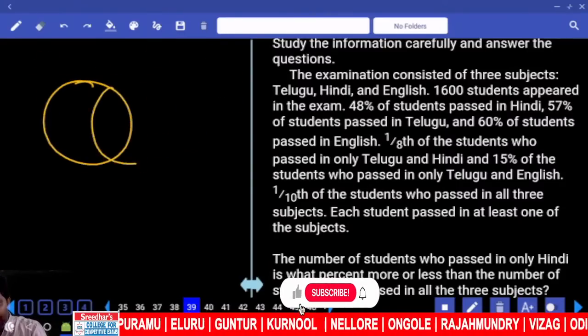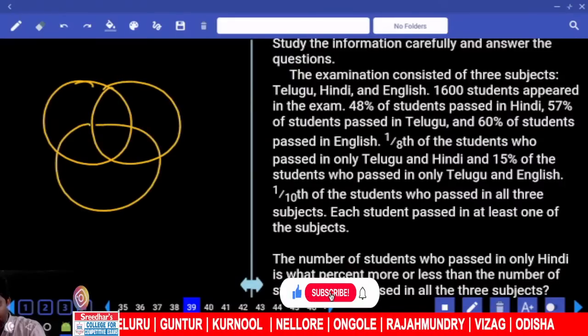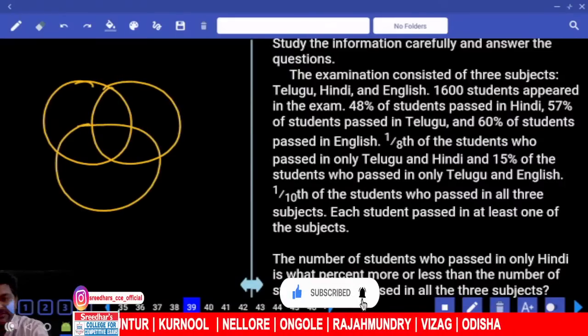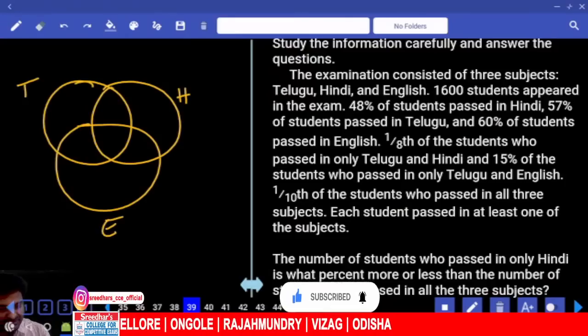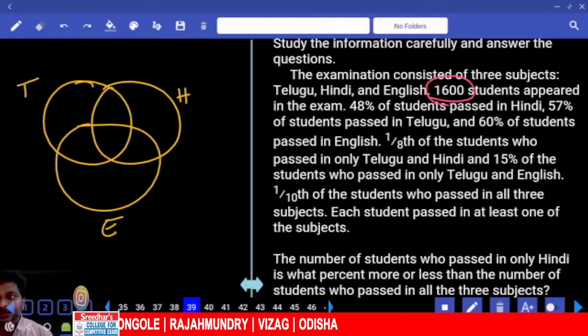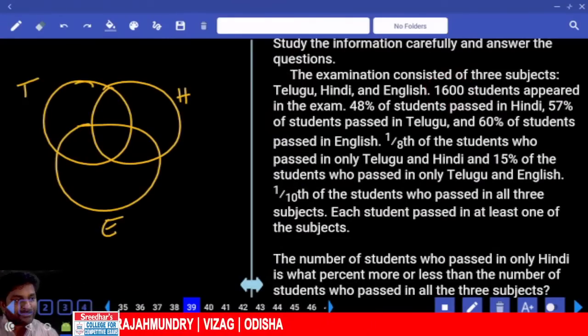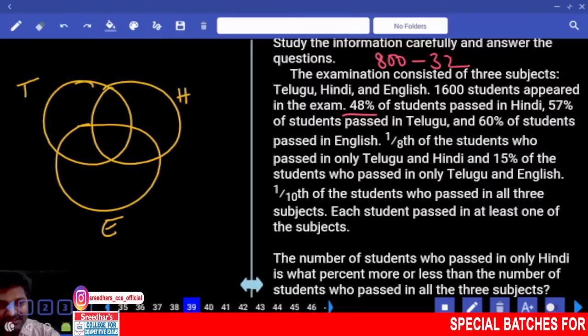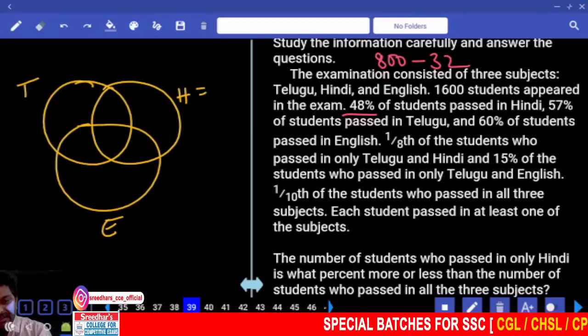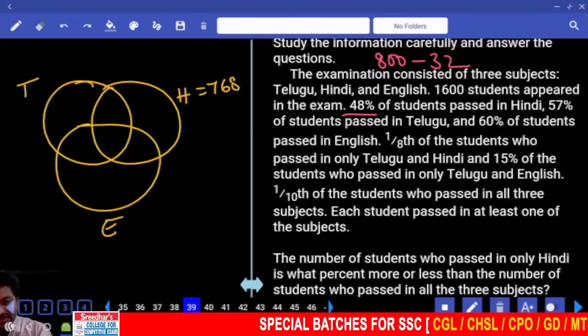Venn diagram. 3 subjects are there, so I am drawing 3 circles. First one, Telugu, Hindi, English. What is 1% value? 16. 48%. Let's do 50% minus 2%. 50% is 800, 2 percent is 32. 768. Who are they? Hindi.